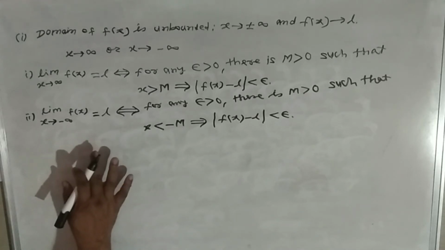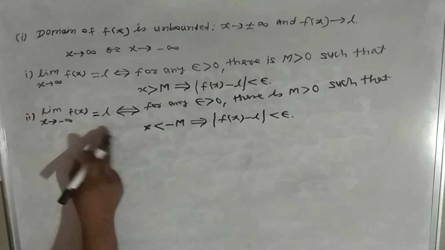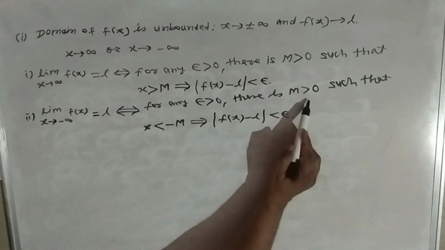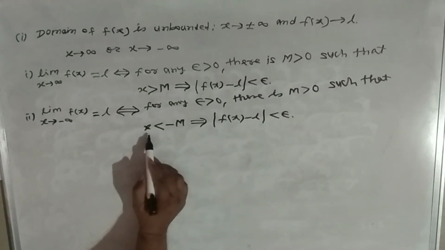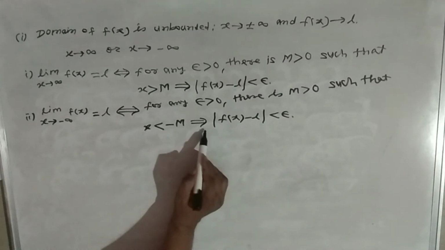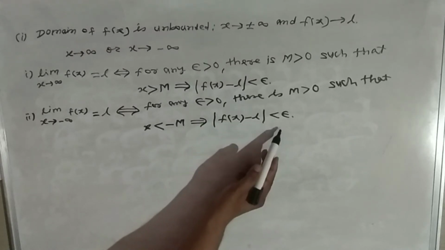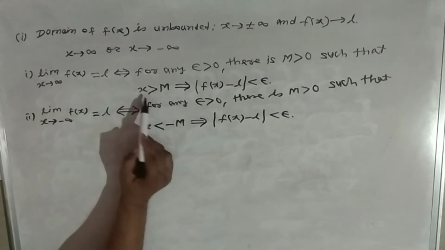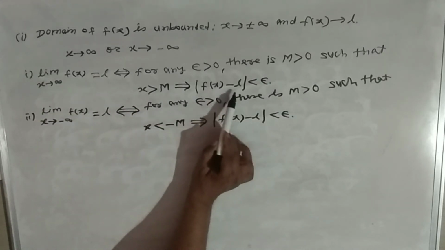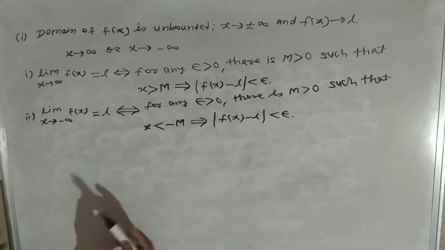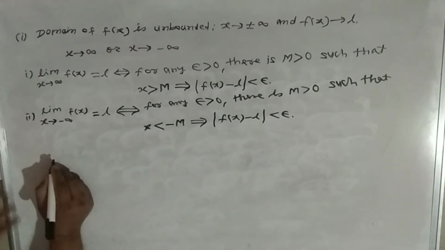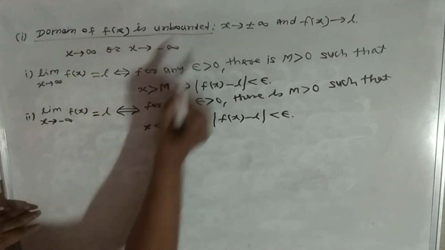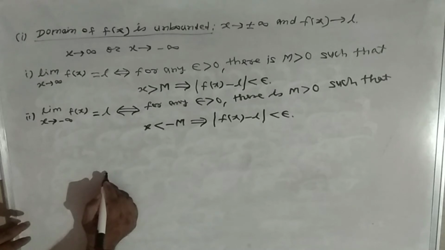When limit of a function f(x) as x tends to minus infinity is equal to L, if and only if for any epsilon greater than 0, there is m greater than 0 such that x less than minus m implies that mod f(x) minus L is less than epsilon. And for x tends to infinity, x greater than m implies that mod f(x) minus L is less than epsilon. This is for the domain of f(x) being unbounded.